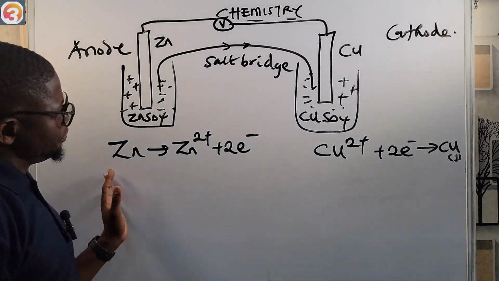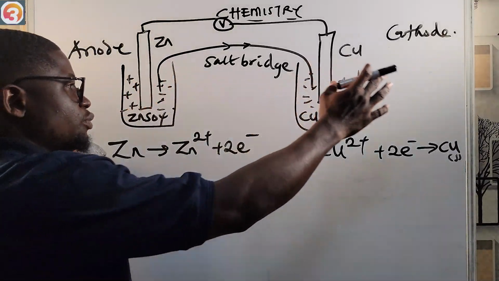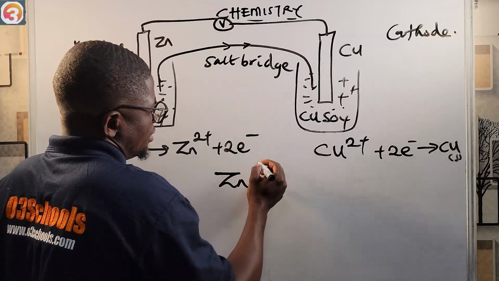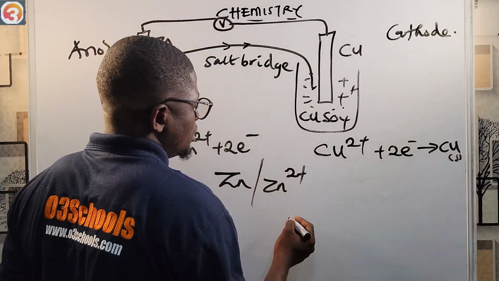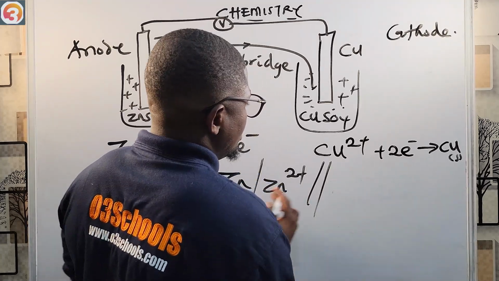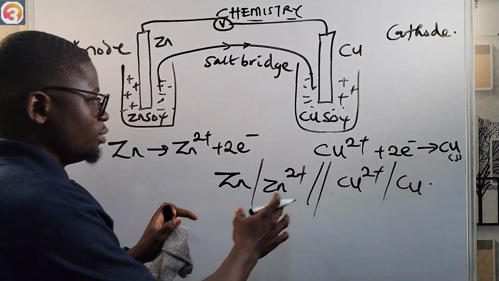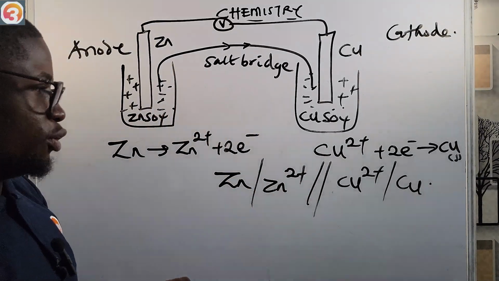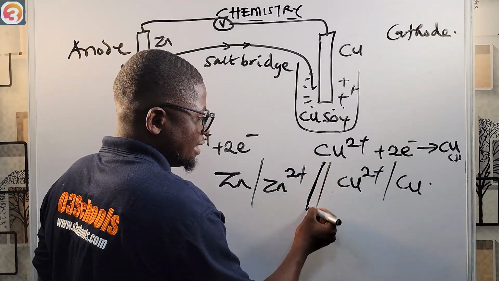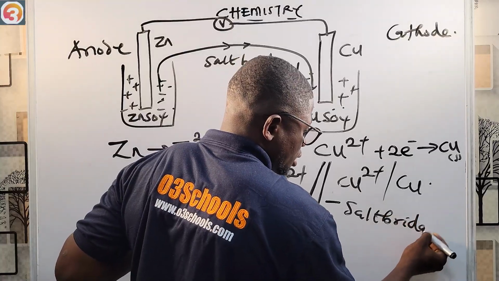As you can see very well, this is a salt bridge. If you want to represent this in an equation, one can say Zn | Zn2+ || Cu2+ | Cu. This is showing that I have two half cells of zinc and copper. And this double slash you are seeing here is called the salt bridge.